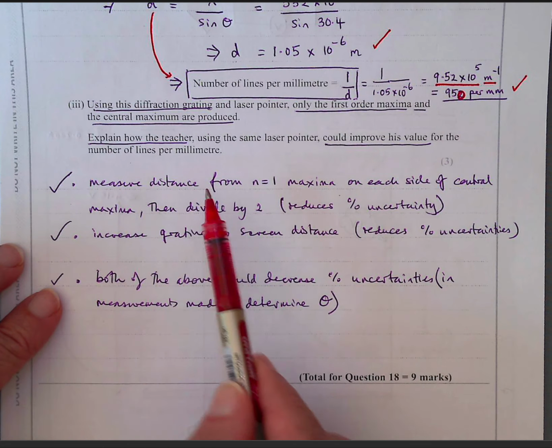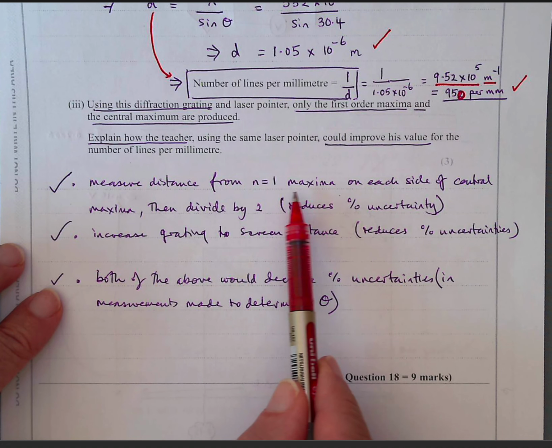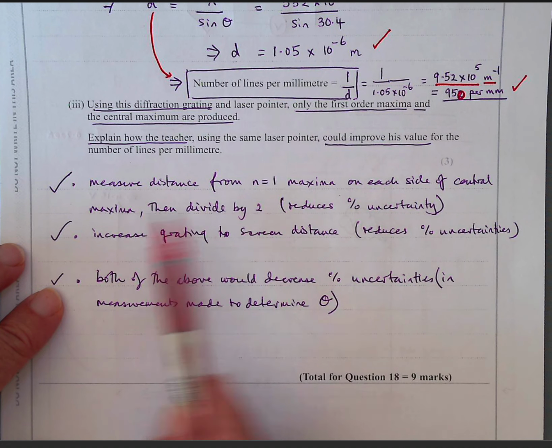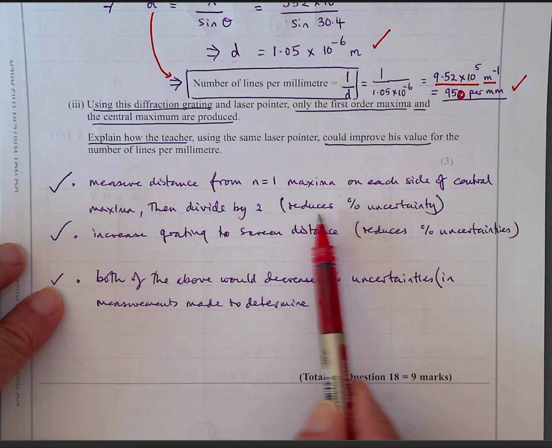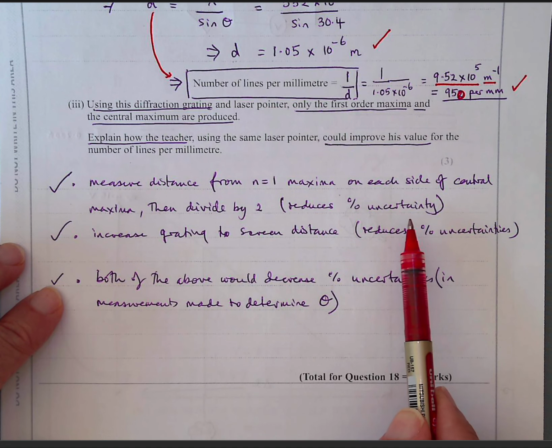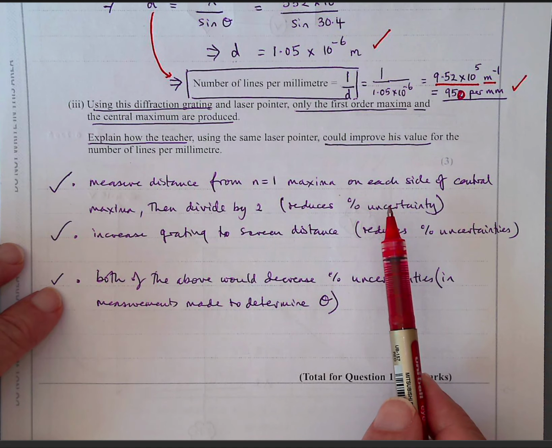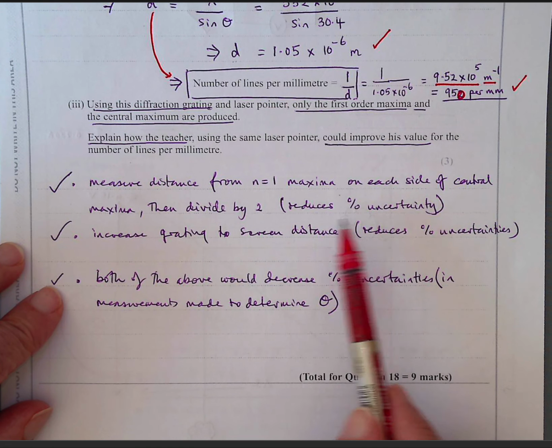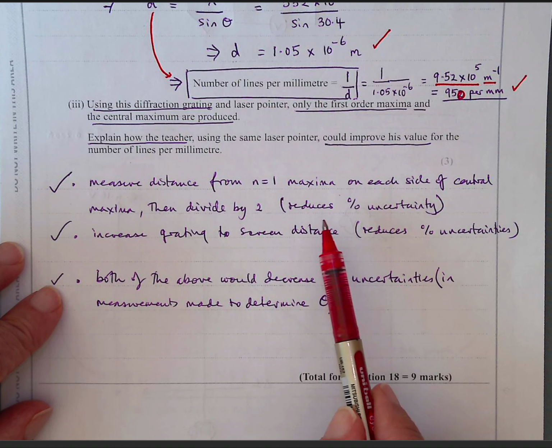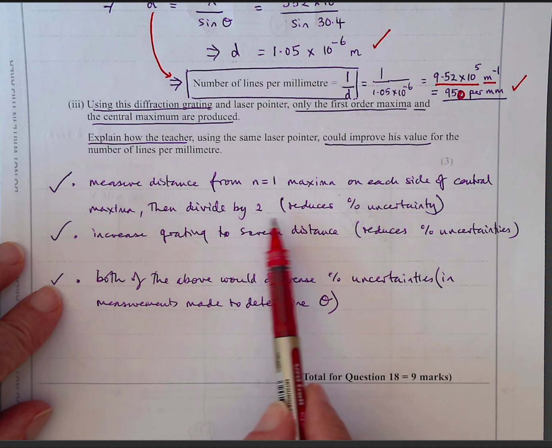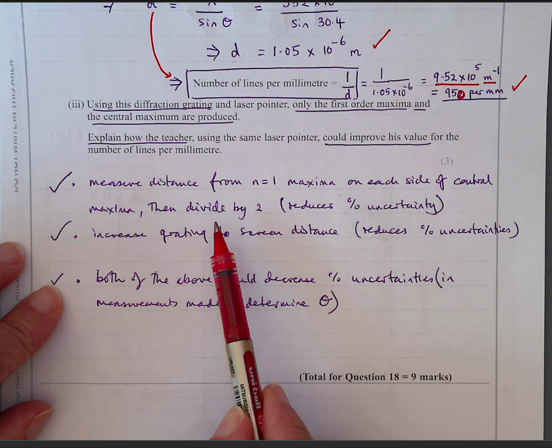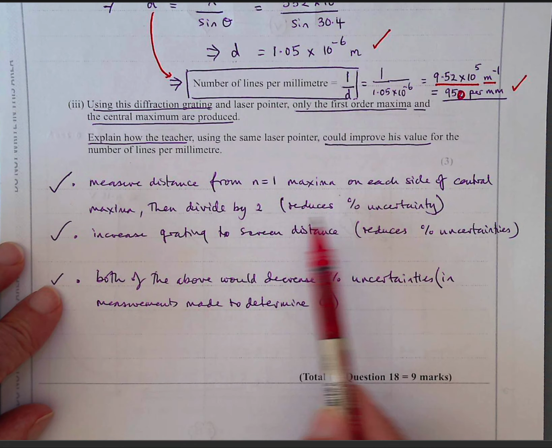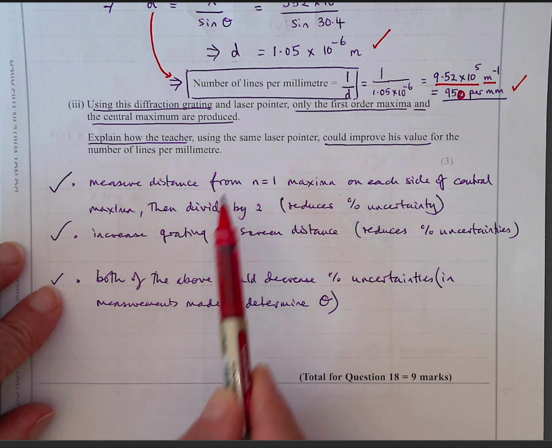Measure the distance from n equals 1 on each side of the central maxima, then divide by 2. This will reduce your uncertainty, because you're finding it difficult maybe to get it exactly measured with your measuring instruments. If you have a bigger distance, your absolute uncertainty divided by a larger value will reduce it, and will halve your percentage uncertainty in working out one of the distances.